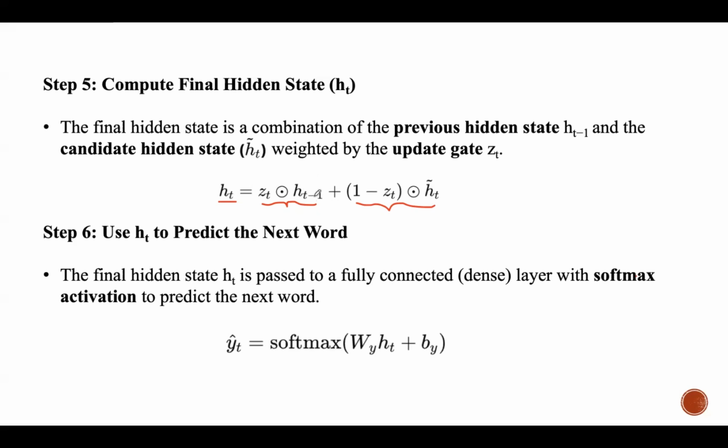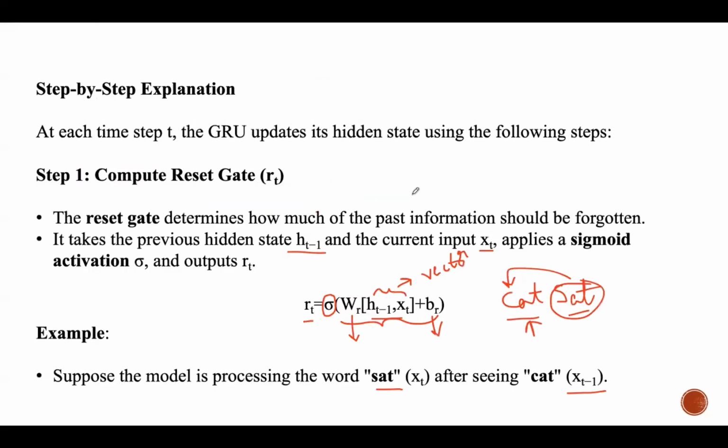So what is that? If the z_t value is 0 or small, then we are going to use this h_t hat part; most of the h_t hat will be used. If the z_t value is large, then this h_{t-1} value will be retained. And this is the element wise multiplication in both places, which ensures that each element of the vectors is multiplied individually. So we'll see that in the picture, in this architecture.